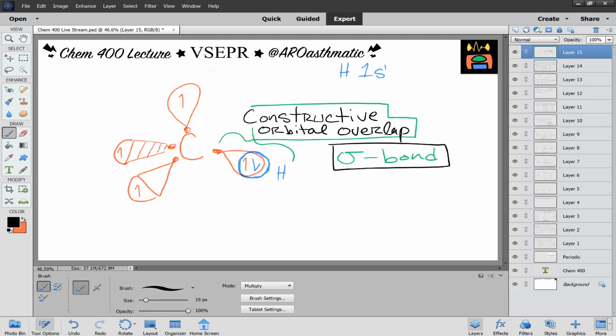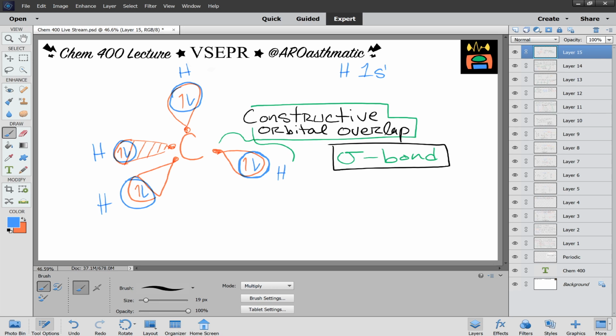Now, carbon has just made 1 bond to hydrogen. That hydrogen's content. Carbon's still looking to make 3 more bonds. So to form our molecule of methane, we need to bring in more hydrogens, each engaging in constructive orbital overlap to form a sigma bond.